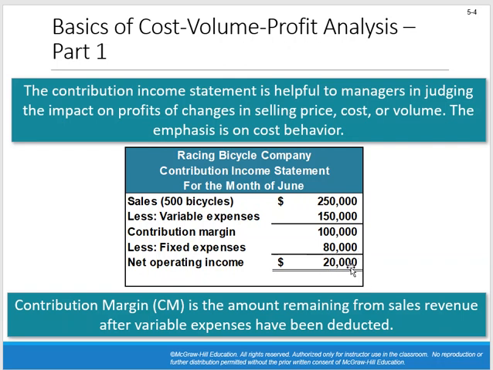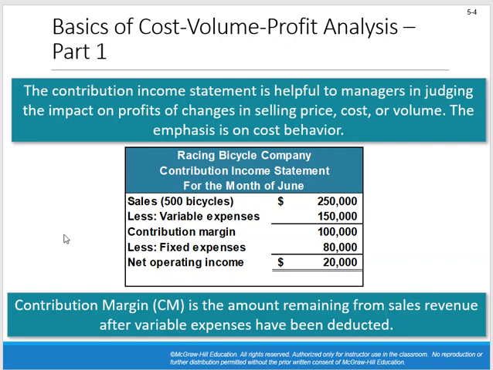Now, because we're using contribution format, we have arranged our expenses by their behavior, right? We've got variable up top and we've got fixed expenses toward the bottom. So we've arranged it based on cost behavior. The contribution income statement is helpful to managers in judging the impact on profits of changes in selling price, cost, or volume, the emphasis being on cost behavior. And again, the CM is the amount remaining from sales revenue after variable expenses have been deducted.